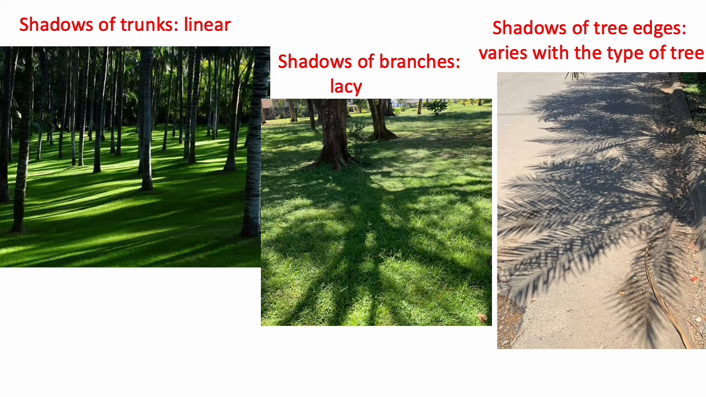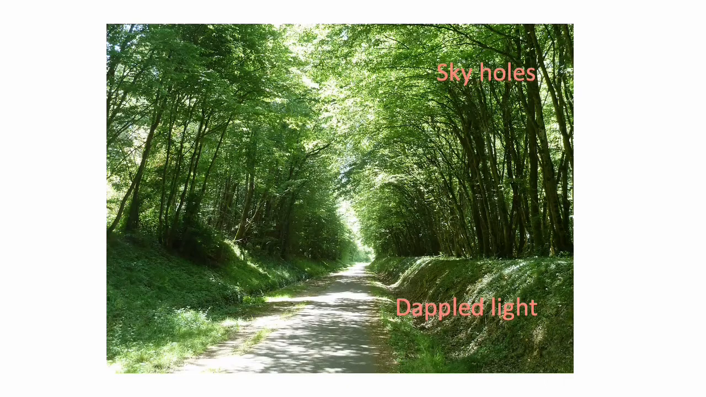Tree shadows take different forms. Shadows of the trunks result in linear patterns. Shadows of branches cause a lacy appearance, but still predominantly straight, while shadows of tree edges vary considerably, usually indicating the type of tree, like this palm tree. All of these could be called dappled light, although typically that term refers to shade caused by the foliage. Dappled light occurs when light passes through sky holes in the foliage, landing on the ground, giving a spotty appearance.